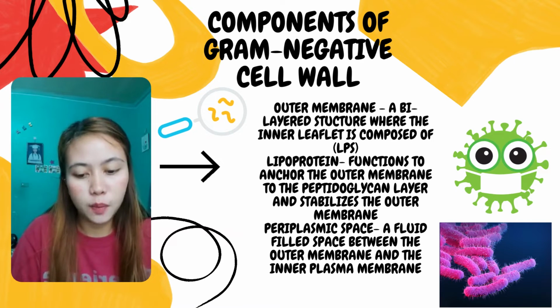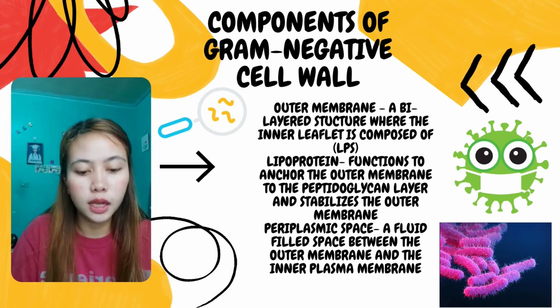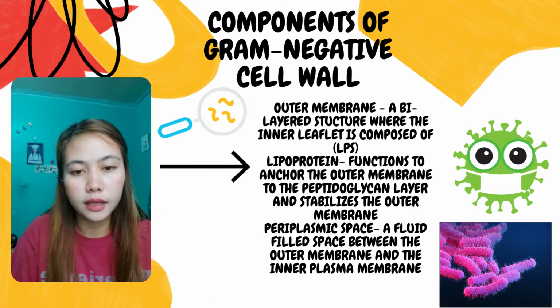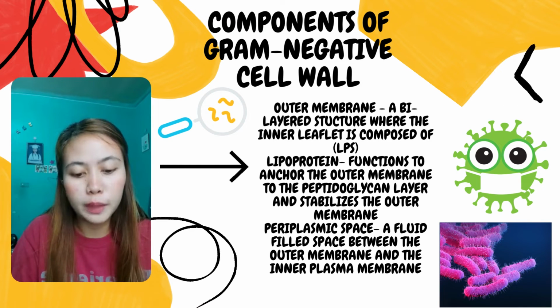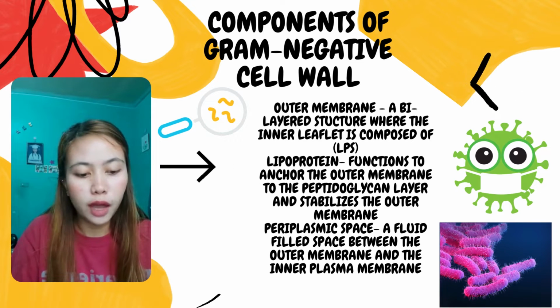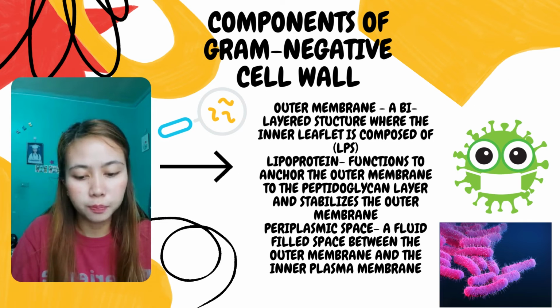Lipid A is responsible for the endotoxin activity on the outer leaflet of the outer membrane. And the inner core is the polysaccharide. It is made up of repeat units. These repeat units are also called the O antigen, which is unique for every species of bacteria.